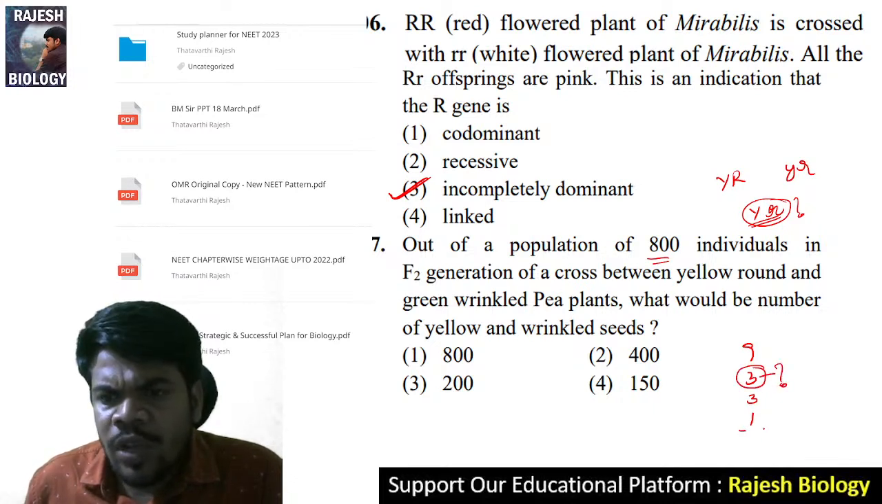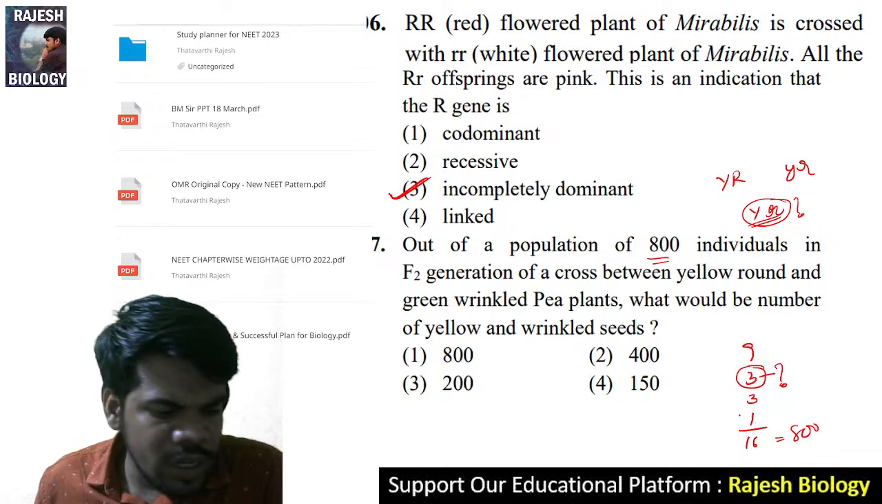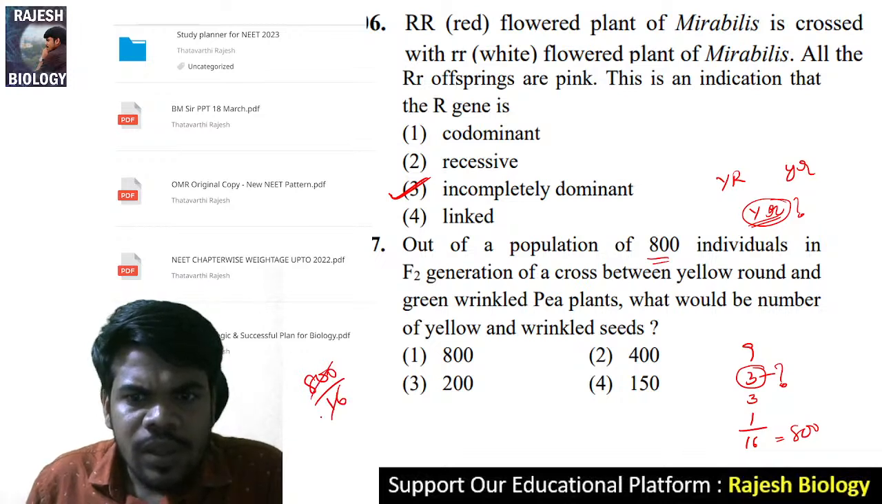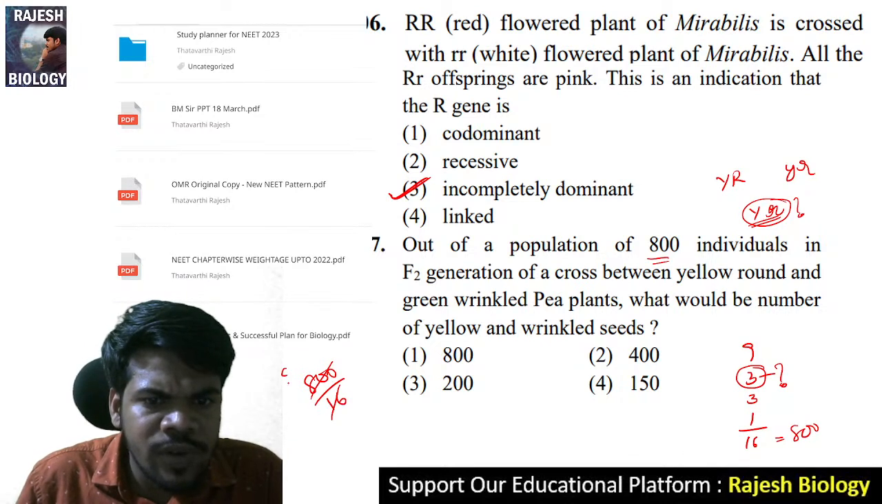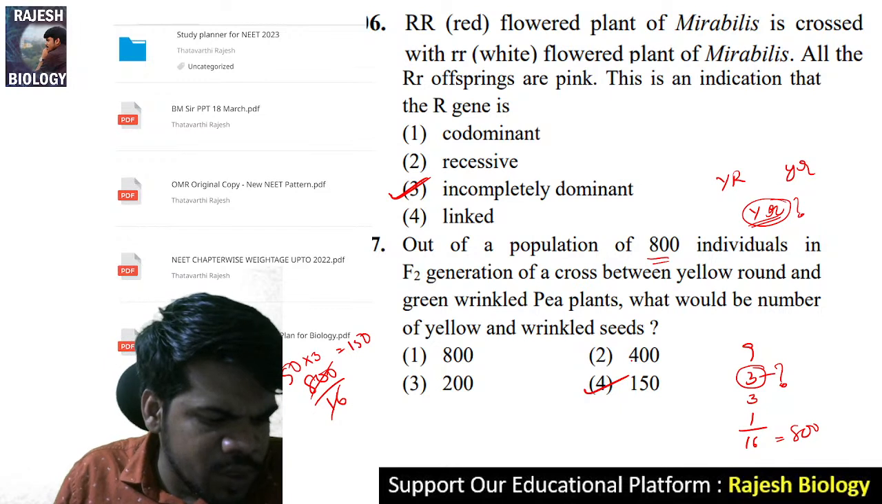If it is together 16, 16 is equal to 800. No, it is not 200, Praveen. 800 by 16, if we calculate, it gives 50. 50 into 3, 150. The right answer is 4. Seventh question, option 4 is the right answer.